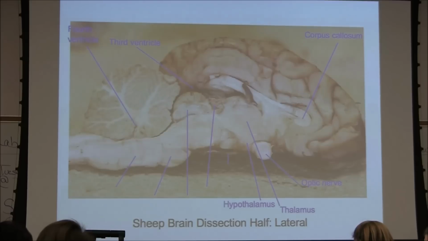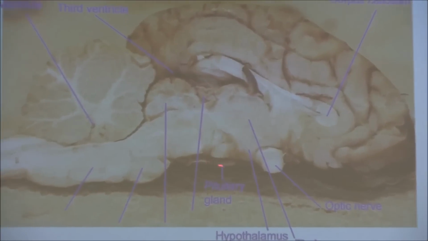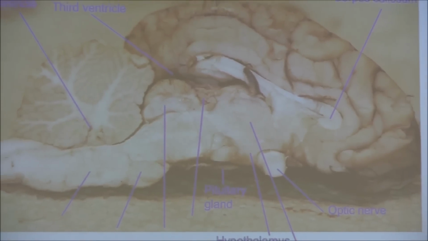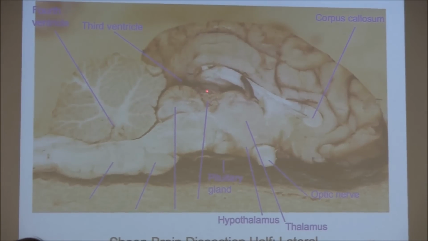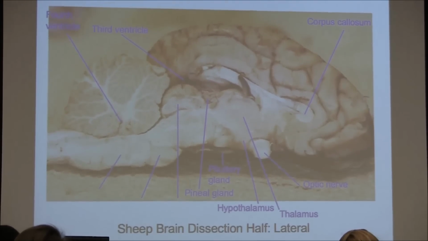Remember, hypo means below. Now, it's a little hard to see, sorry. There's a little line right here. What is supposed to be sitting right here? The pituitary gland. Yes, right here, Sue. This guy right here. What is this one right here? Pineal gland.